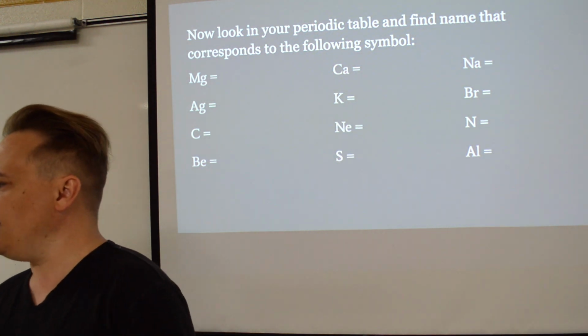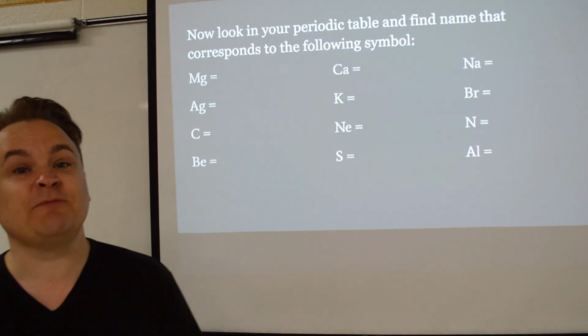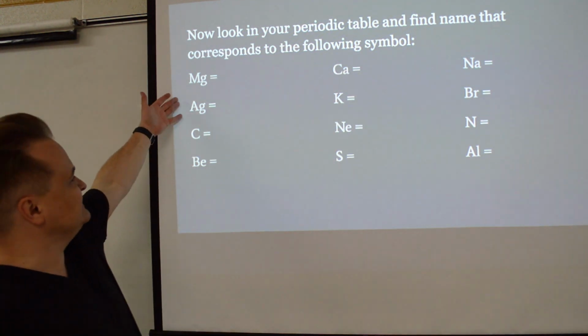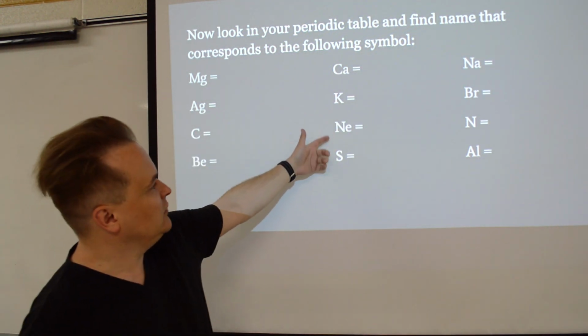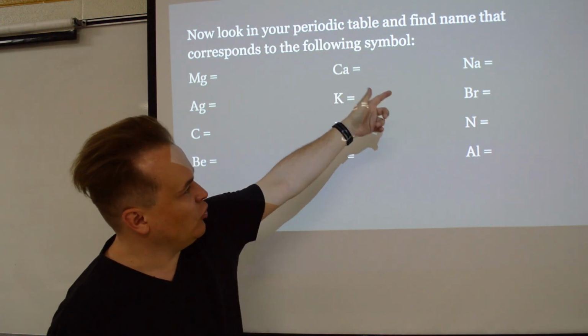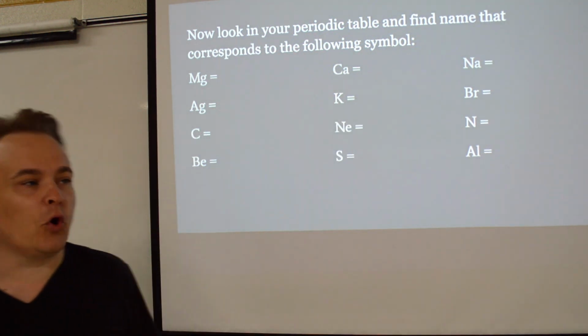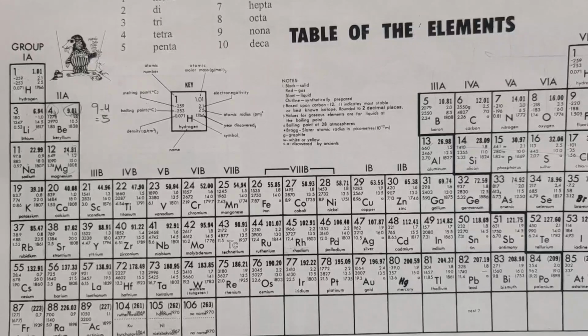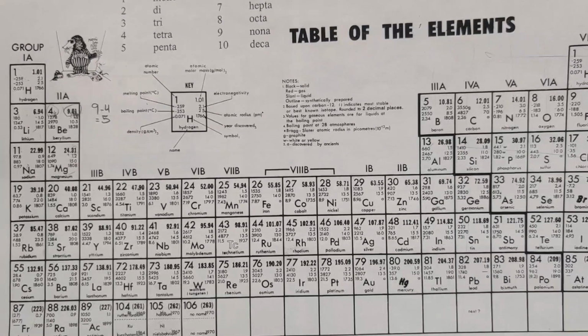Now look at your periodic table and find the name that corresponds to the symbol. And you could pause this again, and you could do that if you like. Magnesium, carbon, what are these ones? Potassium, bromine, aluminum or aluminium, things like that. Pause the video if you'd like, and you could do that as well. All right.